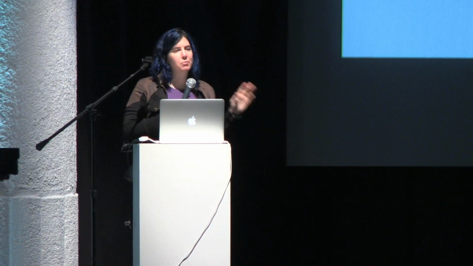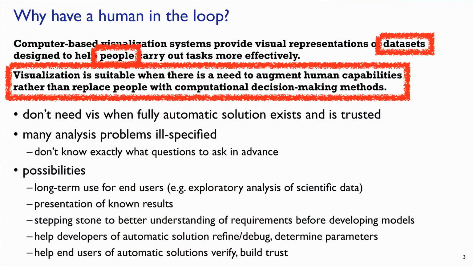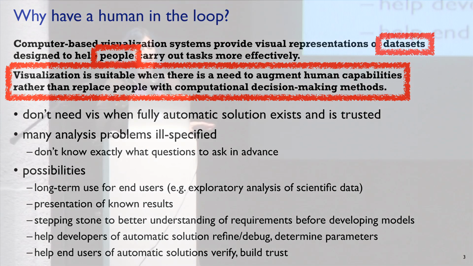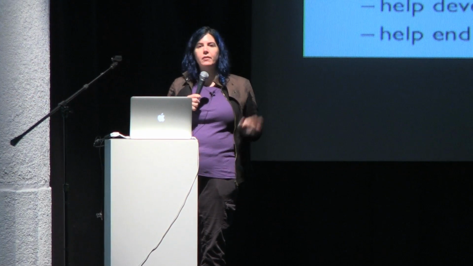Now, in some sense, I'm teaching to the choir. If you didn't care about Viz, you wouldn't be here. But I still think it's actually useful to articulate what are some of the use cases of when we would use Viz and when we wouldn't. So I think Viz is suitable if you're not trying to replace a person, but instead to augment them. And so what are some of those cases? Well, if you've got something completely automatic and everyone that matters trusts it, then you're set and you don't need Viz. So when is that not the case?